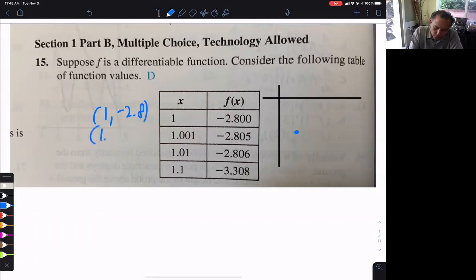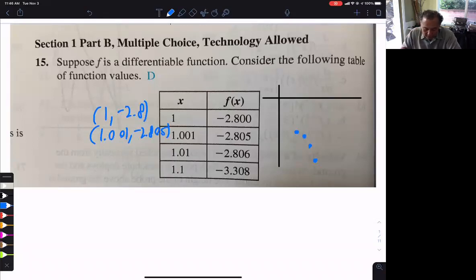Our next point is 1.001, negative 2.805. Now, like I said, it's not going to be accurate, but I'm going to say, you know what? It's right there. And then our next point, I'm going to say is right there. My last point, I'm going to say it's right there. Now, this is not to scale. This is for conceptually what's going on.